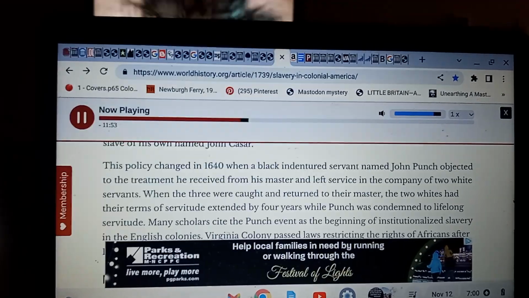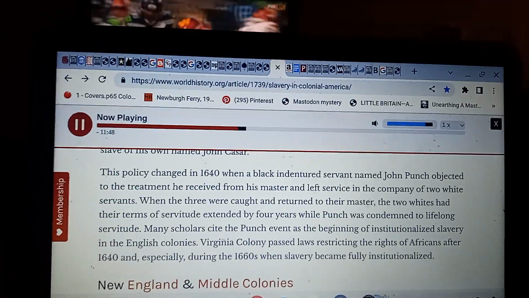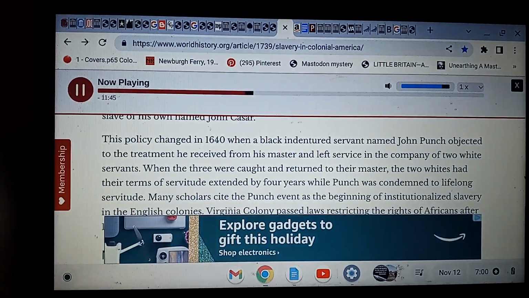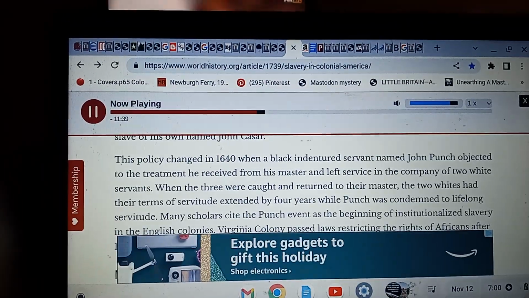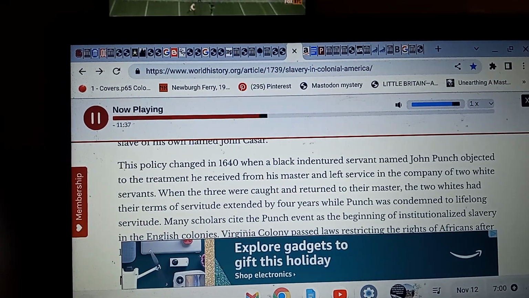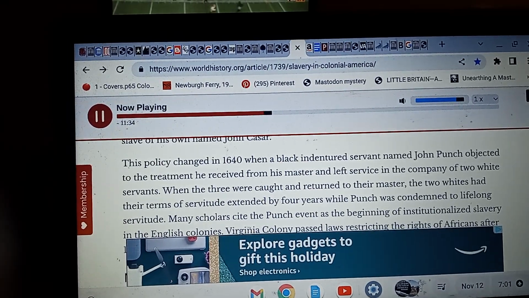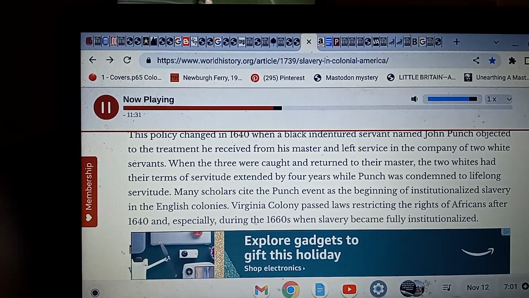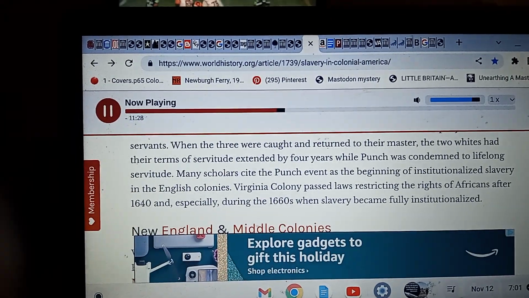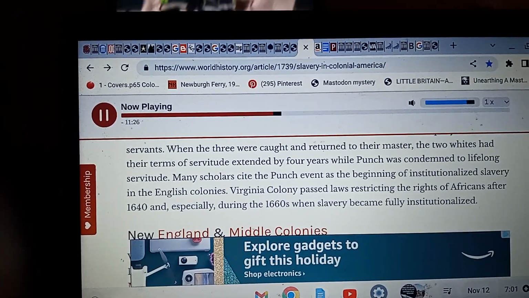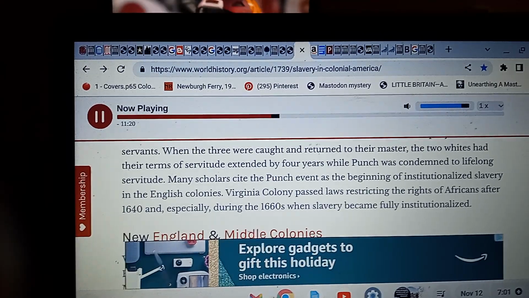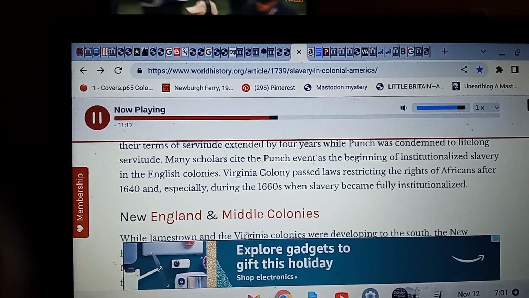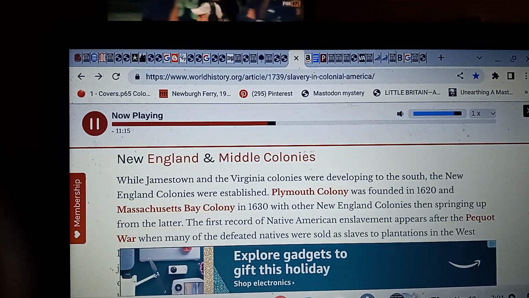This policy changed in 1640 when a black indentured servant named John Punch objected to the treatment he received from his master and left service in the company of 2 white servants. When the 3 were caught and returned to their master, the 2 whites had their terms of servitude extended by 4 years while Punch was condemned to lifelong servitude. Many scholars cite the Punch event as the beginning of institutionalized slavery in the English colonies. Virginia colony passed laws restricting the rights of Africans after 1640 and, especially, during the 1660s when slavery became fully institutionalized. New England and Middle colonies.